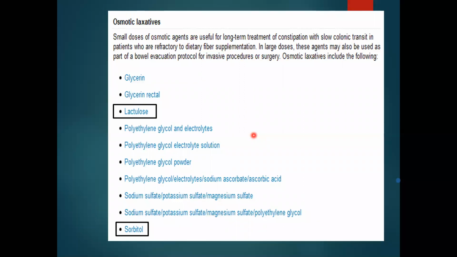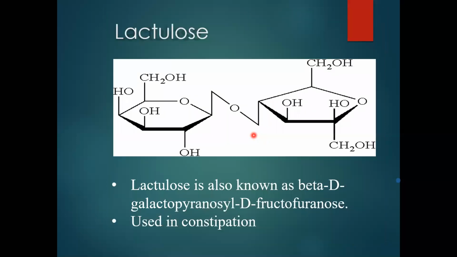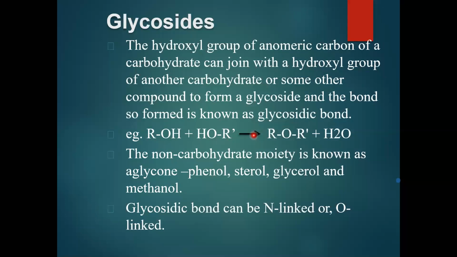Osmotic laxative. We use lactulose, which is a commonly used osmotic laxative being used commercially for treatment. Lactulose, also known as beta-D-galactopyranosyl D-fructofuranose, is used for constipation. The structure. Coming to glycosides.